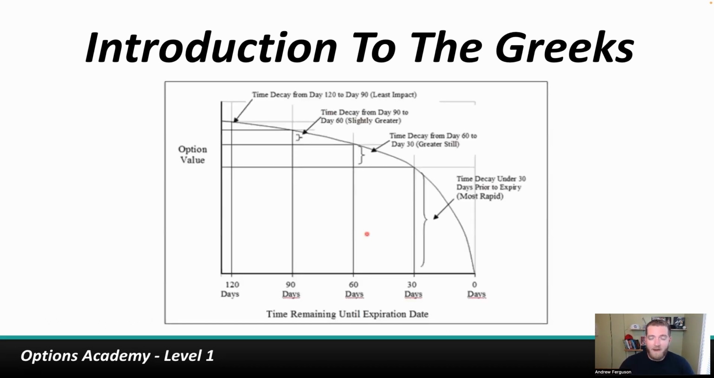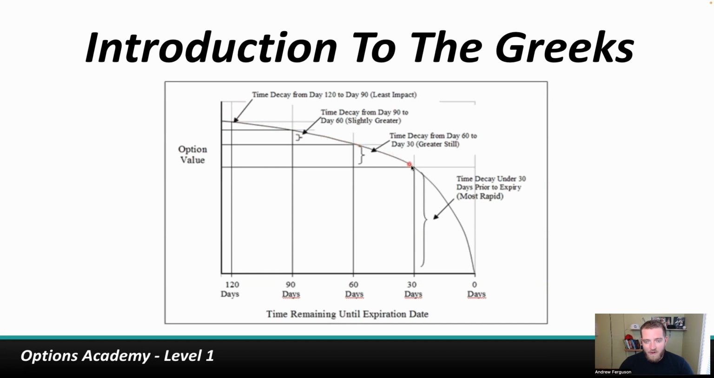Here's an example of how theta works. When you're 120 days away, this curve right here represents the time decay that's going to tick by every single day. I'm going to show you a graph on the next chart showing you actual numbers, how it works over time. But from day 120 to 90, it's not really going to tick by too much. You're going to lose a little bit of value each day. You get to 90 to 60, and you see that curve kind of starts to steepen a little bit. And then we're getting a little bit bigger of a slope.